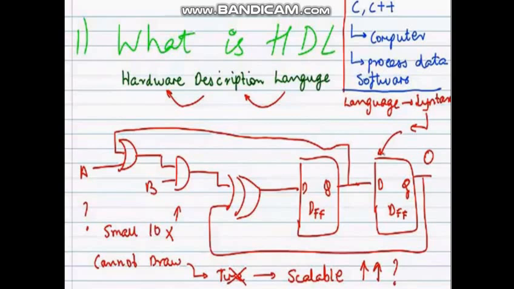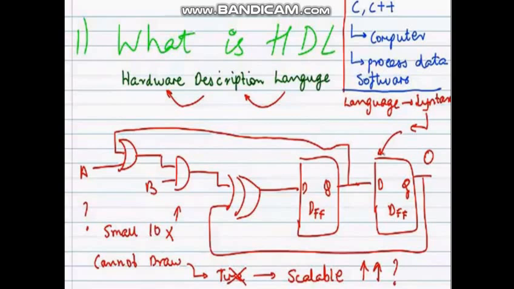Okay, so as we know, there is VHDL, and there is HDL. So what is HDL? HDL means hardware description language. It means that there is some hardware given somewhere, and if you describe that hardware by using a certain language, then that language is called a hardware description language.